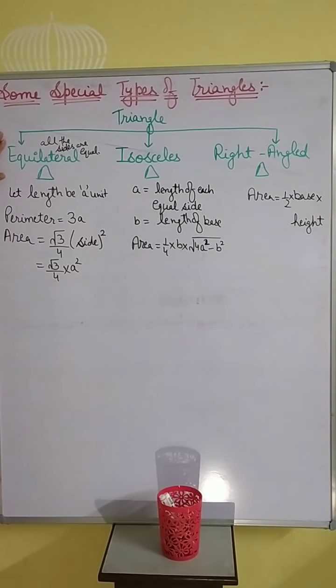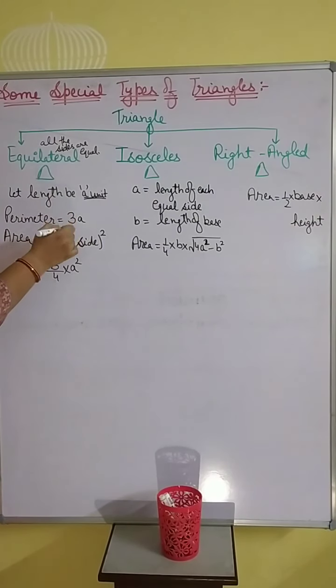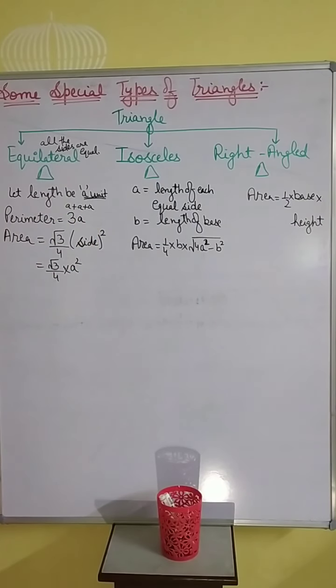Now, formula to calculate area of equilateral triangle. Let us suppose the length of each side be A unit. Then perimeter is sum of all the sides. That means A plus A plus A gives you 3A. This is the formula to calculate perimeter of an equilateral triangle. And formula of area is under root 3 by 4 times of A square. Under root 3 by 4 times of side square. अगर साइड A है तो वो बन जाएगा A square. ठीक. Come to the next one.